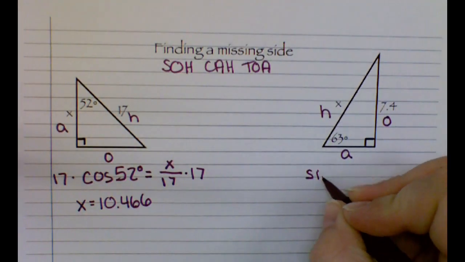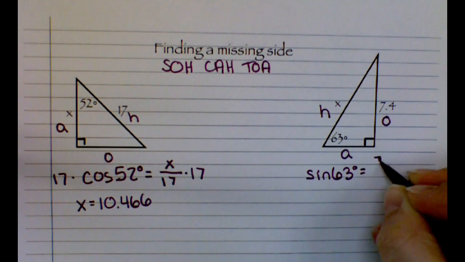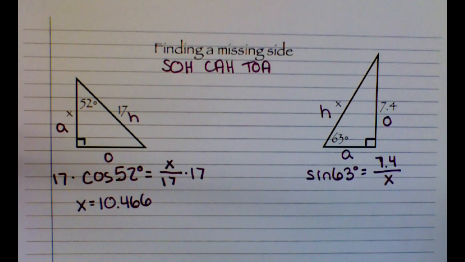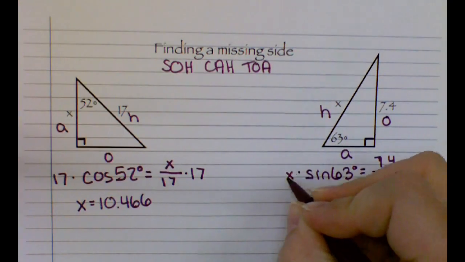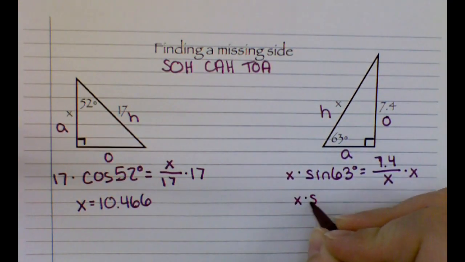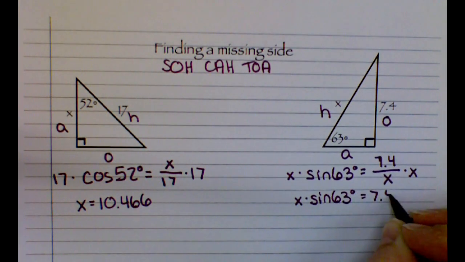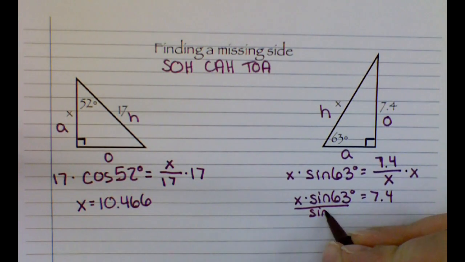So the sine of my angle, which is 63 degrees, equals my opposite, which is 7.4, over my hypotenuse, which is x. When your x is in the denominator, you have to do a little bit more work. You multiply the x over to the other side, giving you x times the sine of 63 degrees equals 7.4. And then to get x alone, we divide by the sine of 63 degrees.